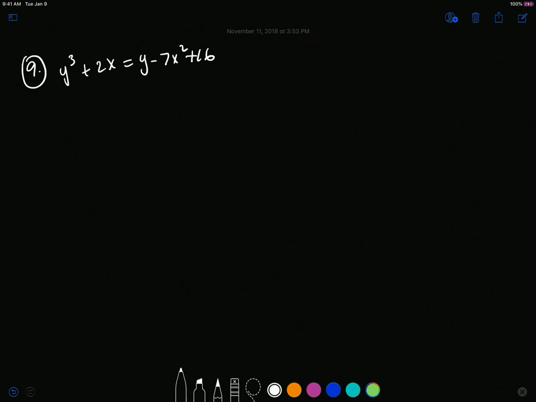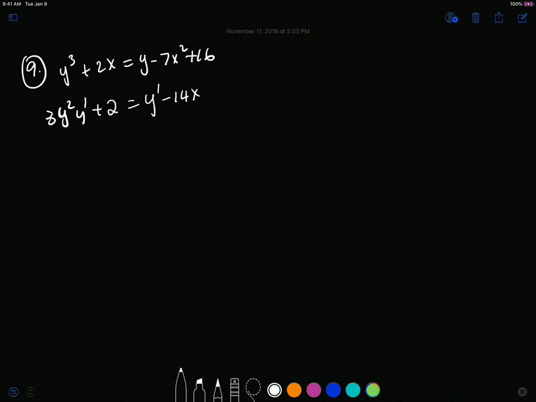The derivative of y cubed is 3y squared y prime. The derivative of 2x is 2. The derivative of y is y prime. The derivative of negative 7x squared is 14x, and the derivative of 16 is 0.